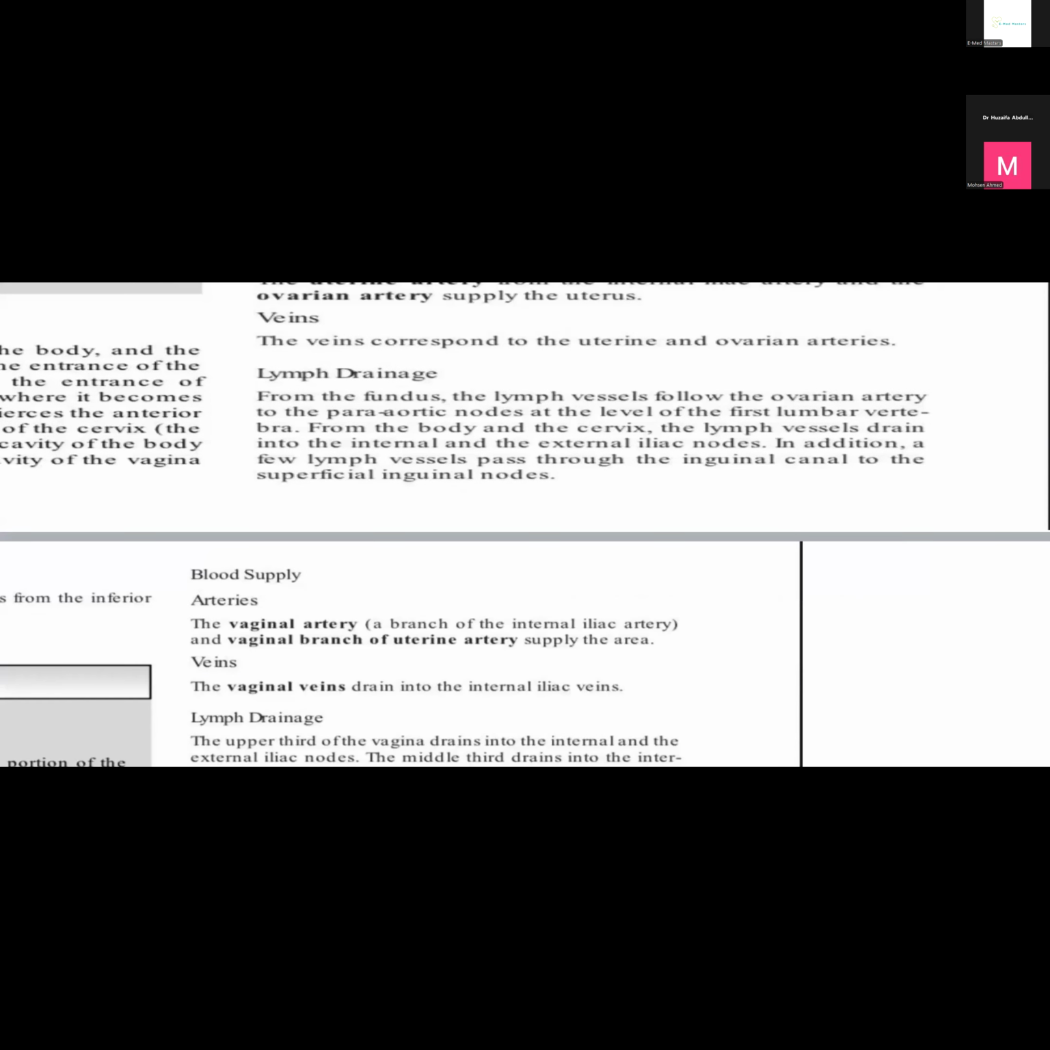Lymphatic drainage. This is important. From the fundus, lymph vessels follow the ovarian artery and drain into the para-aortic lymph nodes. And from the body and cervix, lymph vessels drain into the internal and external iliac lymph nodes, while few lymph vessels also pass through the inguinal canal to the superficial inguinal lymph nodes. So fundus of the uterus drains into the para-aortic lymph nodes, body and cervix drain into the internal and external iliac lymph nodes, and the lower part of the cervix also drains into the superficial inguinal lymph nodes.